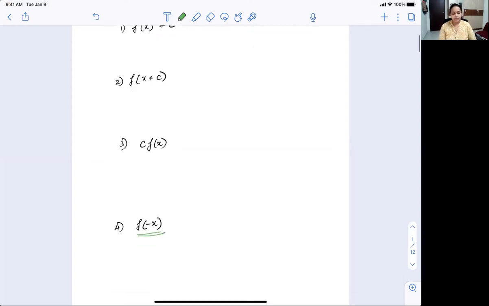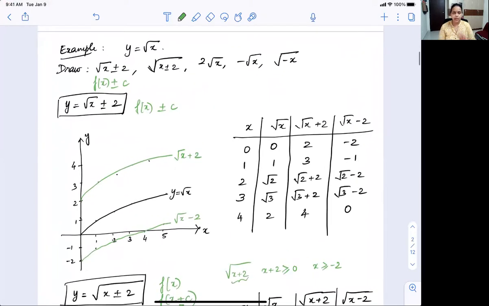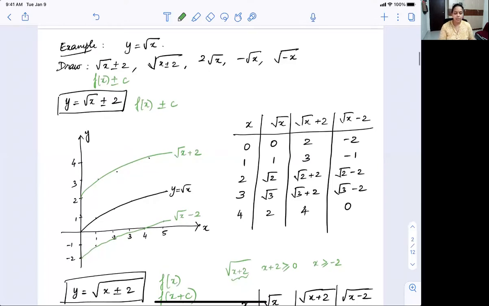Let's take an example. Now, I have the example y is equal to square root of x. And now I want to plot what's going to happen when I have root x plus or minus 2. So I'm adding one constant to the entire expression. Now, y is equal to root x is given by the black line. And I've given you a table here, which gives me the different values for all of these three functions that I'm interested in for various values of x.